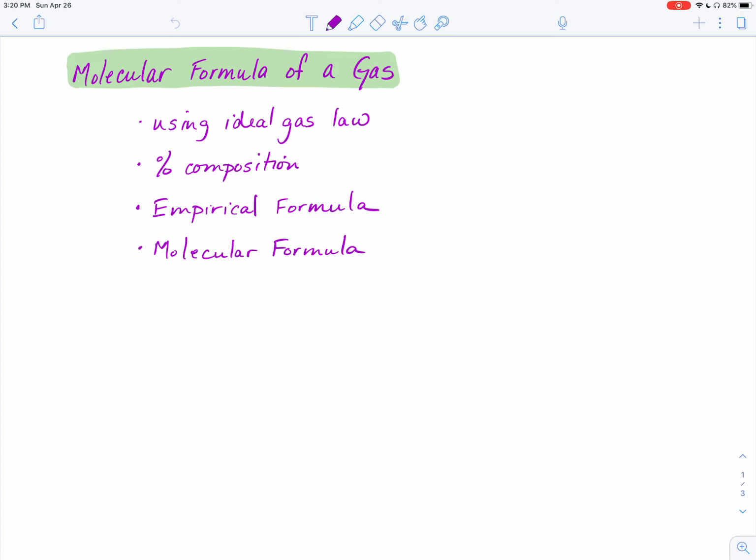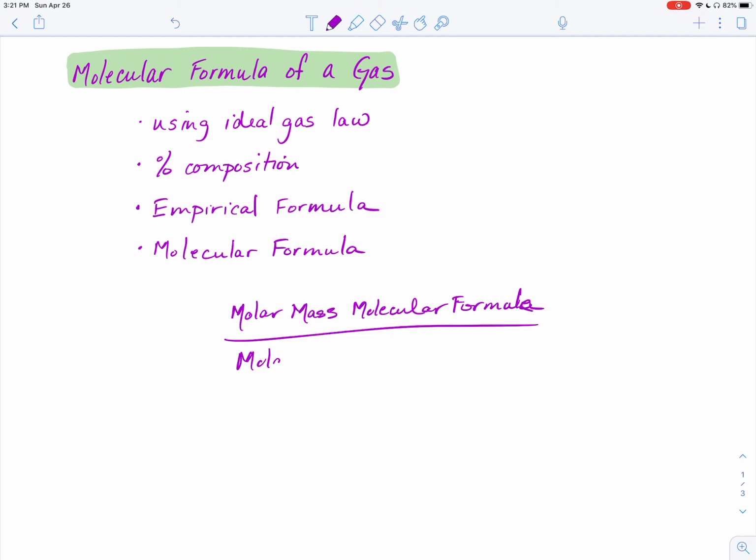To remind you of how to do that, you're going to use the molar mass of the molecular formula and divide by the molar mass of the empirical formula in order to determine the coefficient that was used as the largest common denominator to simplify the molecular formula to the empirical formula. So keep in mind, this is an equation that we're going to use towards the end of the problem.